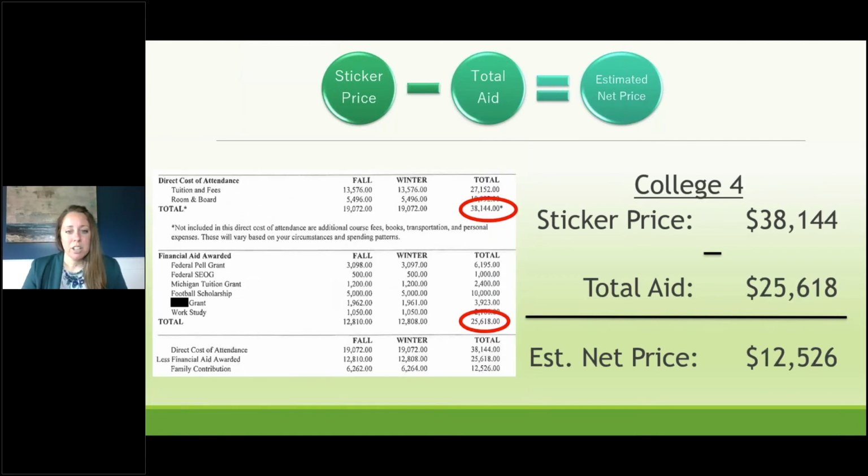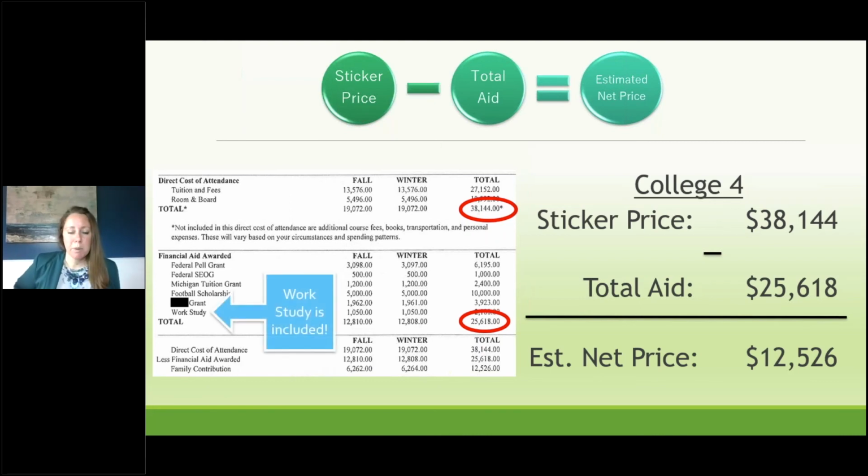Another institution here, the COA, or the direct cost, I'm sorry, is $31,000. This particular student is being offered about 25 grand in free money or aid. So you can see here, this particular student had a football scholarship that accounted for $10,000, and the total amount of financial aid being offered to the student is about 25 grand.